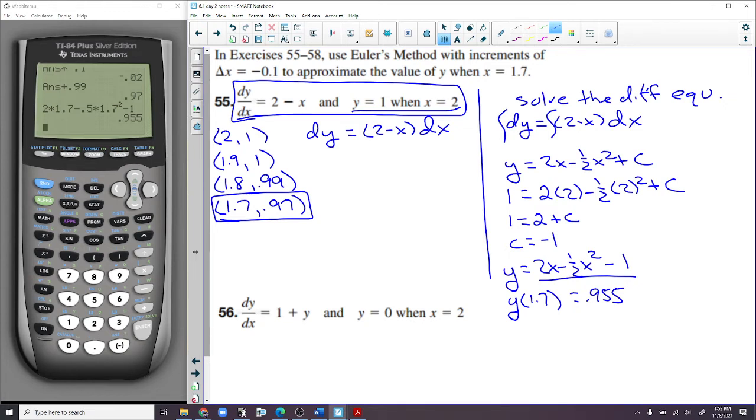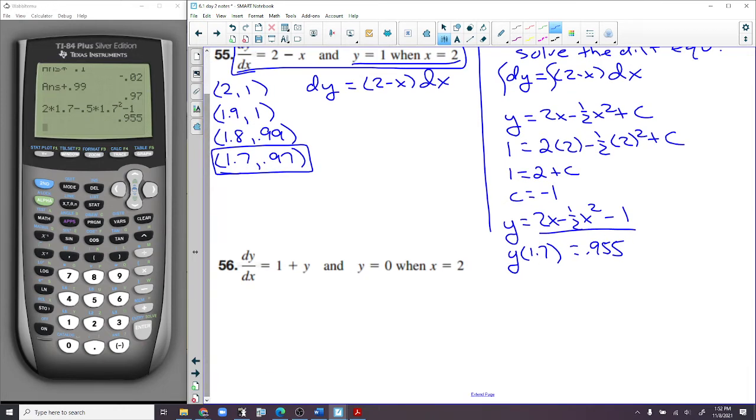So hopefully that gives you an idea of what's going on. We are only making an approximation, but when we can actually solve them, we can find the exact value. 56 we would not be able to solve. The best we can do is an approximation. All right, try 56.